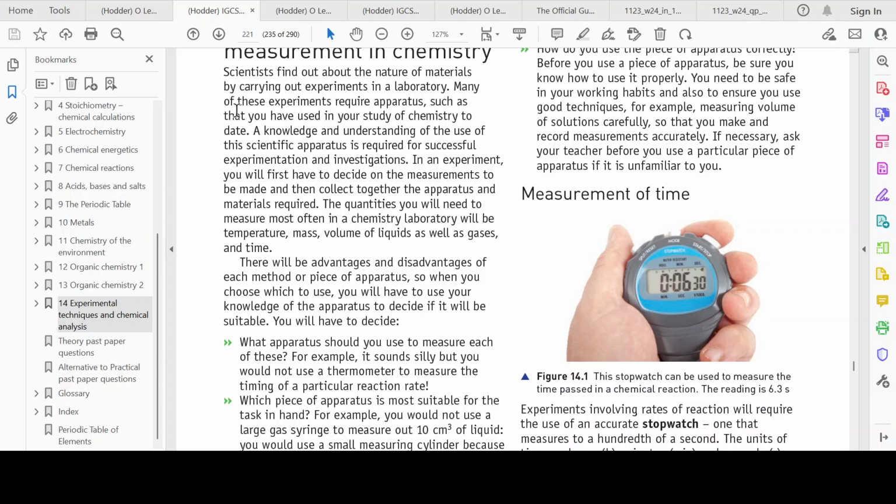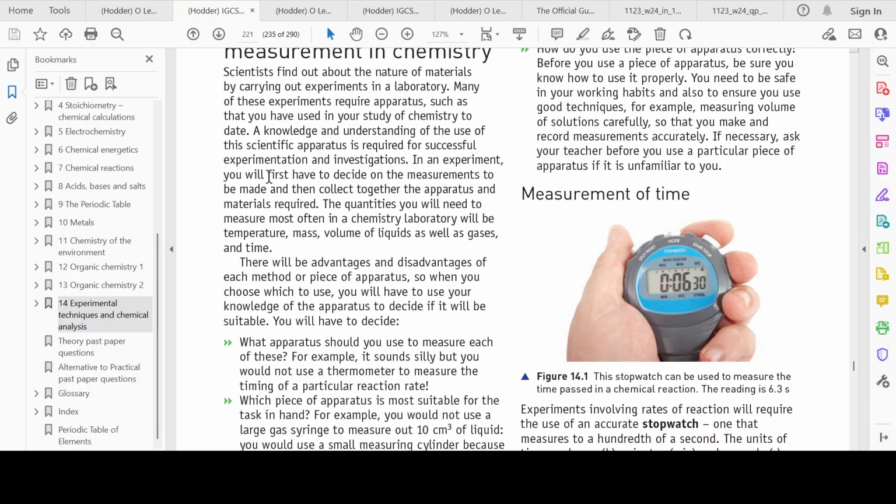So scientists find out about the nature of materials by carrying out experiments in the laboratory. Many of these experiments require apparatus, right? Things that are used in experiments, such as you have used in your study of chemistry to date. A knowledge and understanding of the use of the scientific apparatus is required for successful experimentation and investigations.